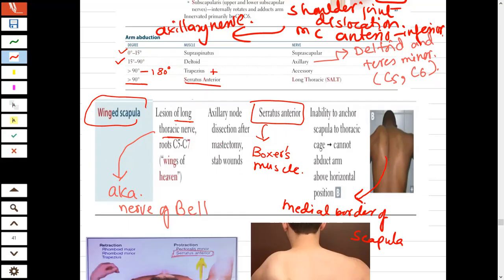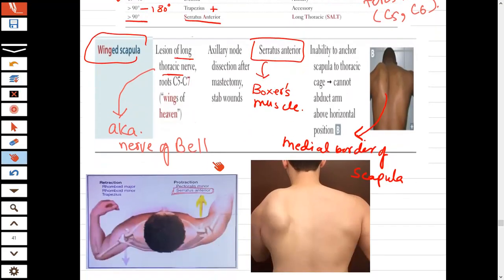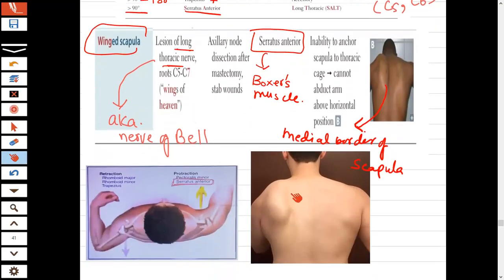Okay, so when this muscle is going to be damaged, what is going to happen? Patient will come to you with this. Okay, so this is the medial border of the scapula. This medial border of the scapula becomes prominent, and when it becomes prominent, it is known as what? Winging of scapula or wings of heaven. And which nerve is going to be damaged? The answer is your long thoracic nerve, which is also known as the nerve of Bell. Okay, so this winging of scapula is very, very important.